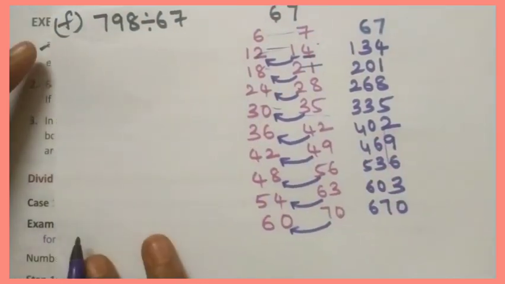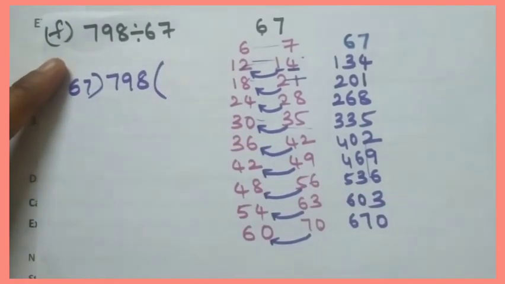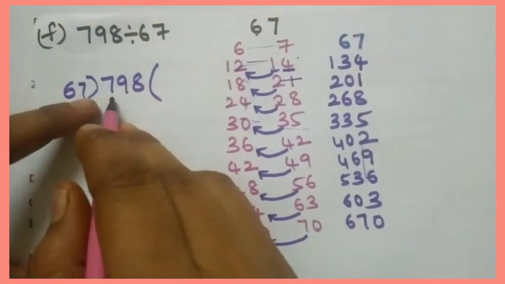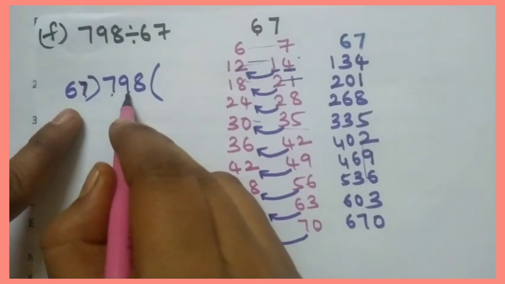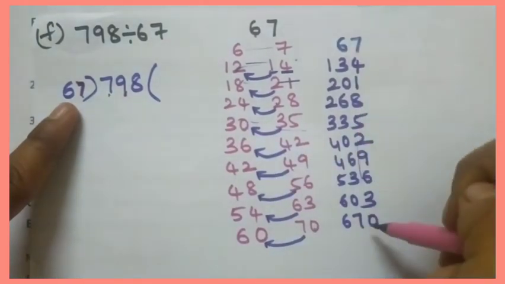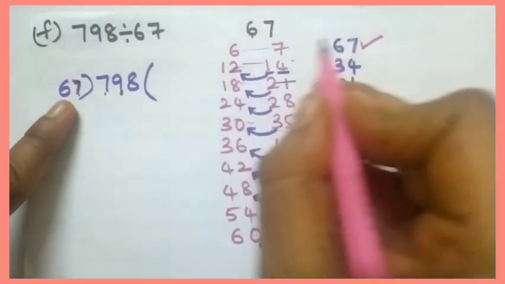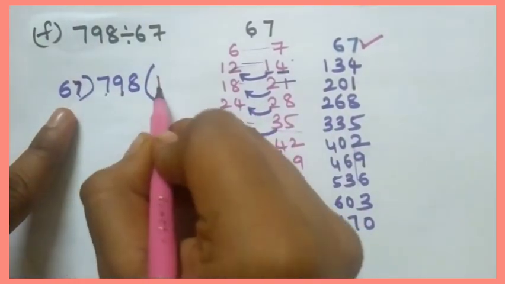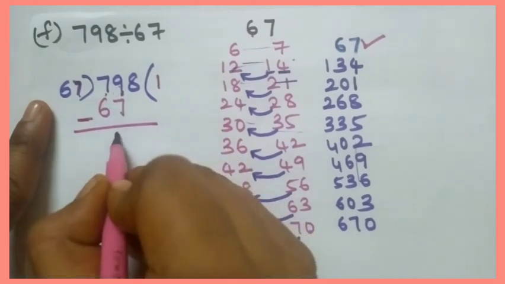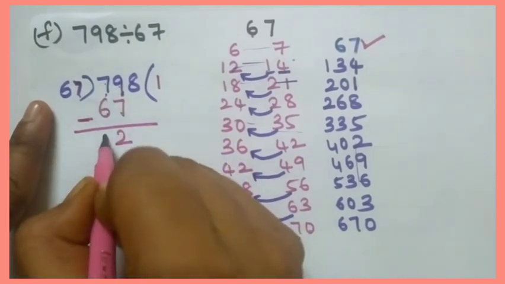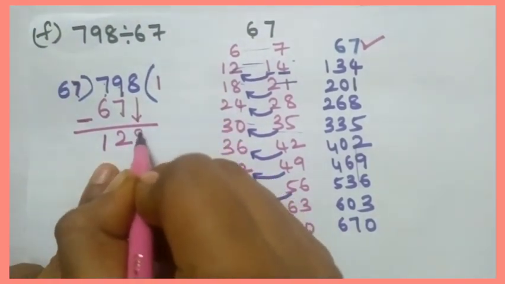Now we'll do division here. 67, 798. Look here, 7 is less than 67, so we'll take 2 digits, 79. In this table we got 67, which is less than 79, so we'll take this 67. 67 ones are 67. Now we'll do subtraction. 9 minus 7 is 2, and 7 minus 6 is 1. We got 12. Now we'll take this 8 here.